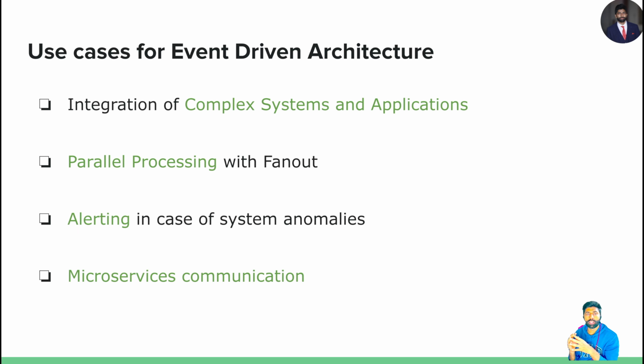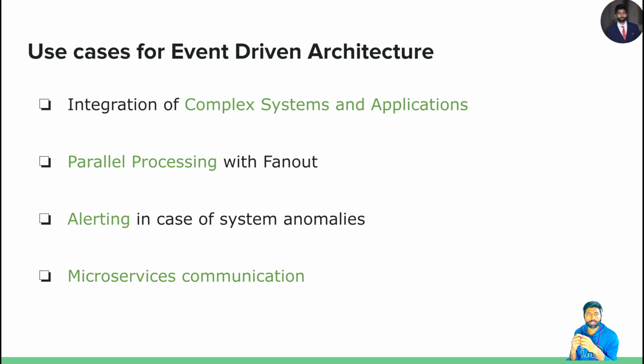You can use event-driven architecture for parallel processing with fan out. So let's say if you have a lot of systems that need to operate in response to an event, that is where you can use this event-driven architecture to fan out the event without having to write any custom code to push to each consumer. Fan out means that you have one event producer and you will have multiple event consumers which will receive the same event from event producer.